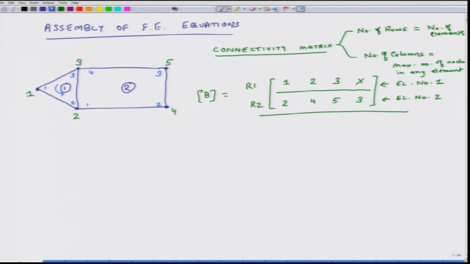It tells us that node 2 is common to element 1 and element 2, and it also tells us that node 3 is common to element 1 and element 2. It tells us something more. It says that the second node in element 1 is same as the first node in element 2. It also says that the third node in element 1 is same as the fourth node in element 2.